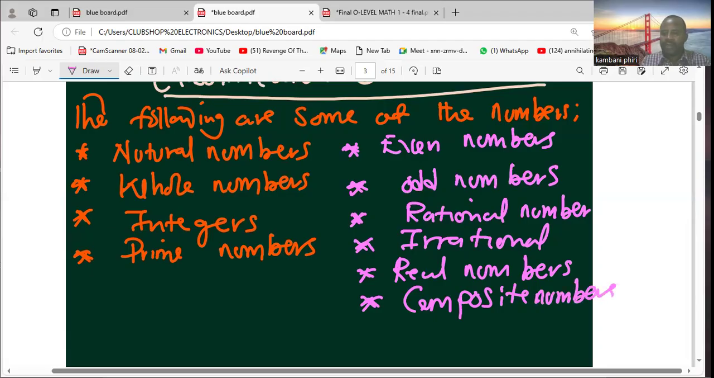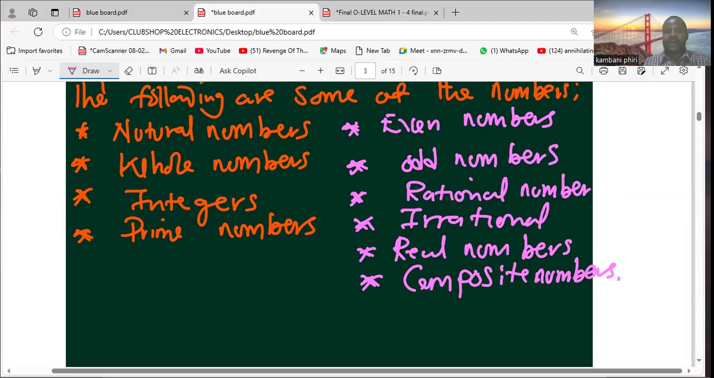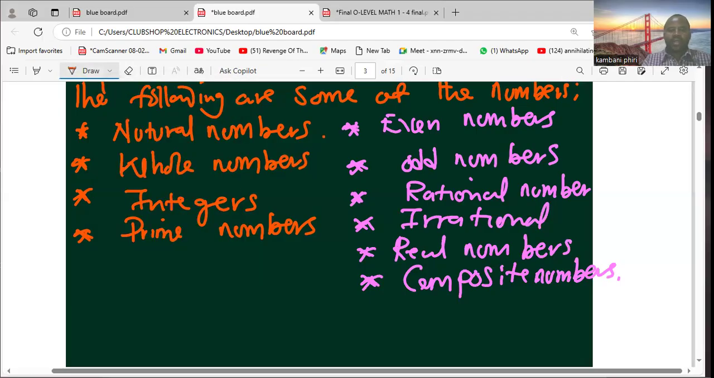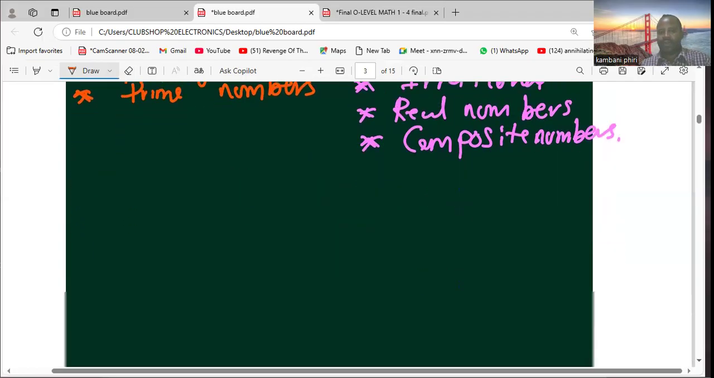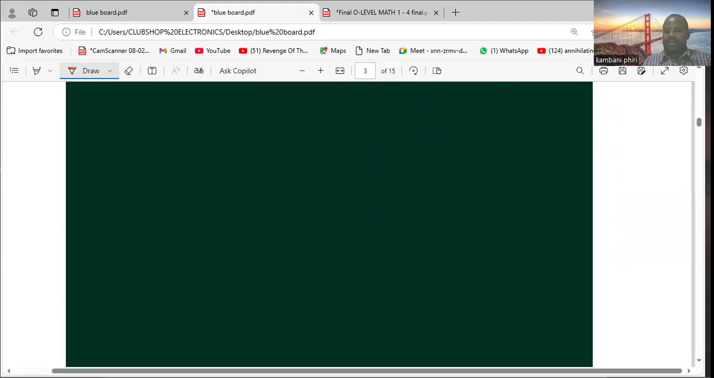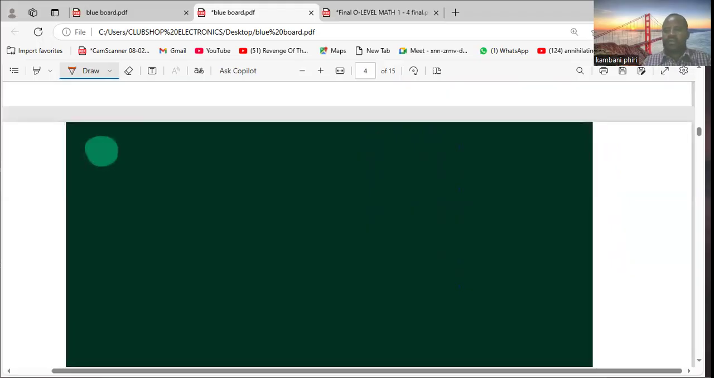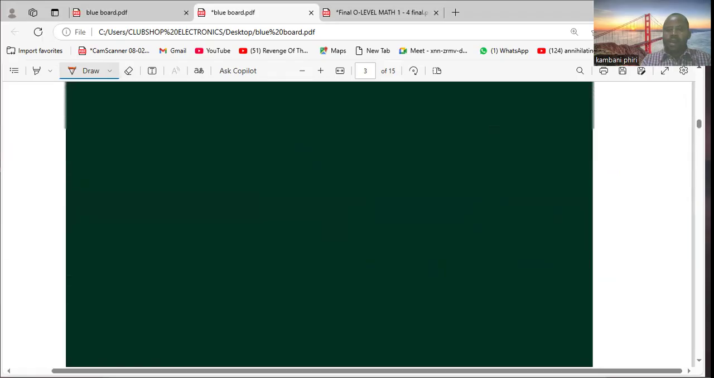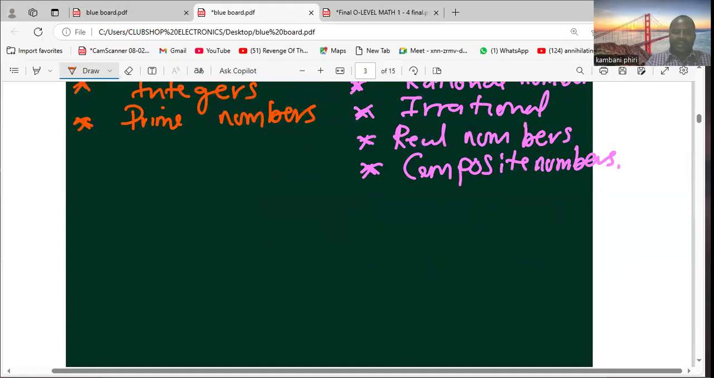Composite numbers. So in this presentation, we're just going to deal with a few numbers such as natural numbers, whole numbers, integers, and prime numbers. So we start with the natural numbers. What are natural numbers?